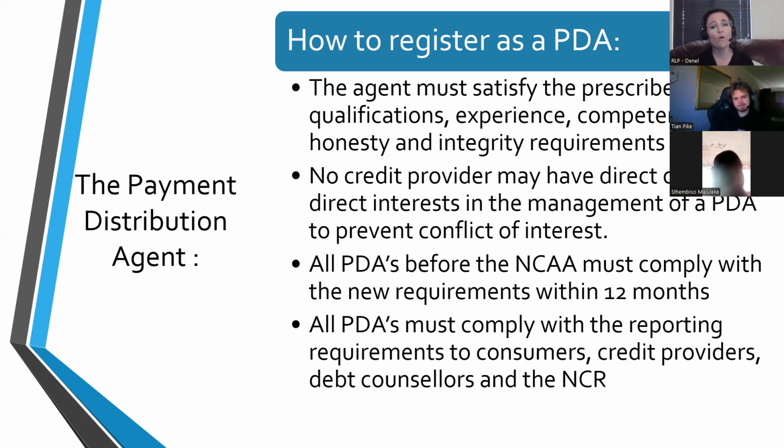They do say that all payment distribution agents before the National Credit Act amendment must comply with the new requirement within 12 months' time. And then lastly, all payment distribution agents must comply with the reporting requirement to consumers, credit providers, debt counselors, as well as the National Credit Regulator.